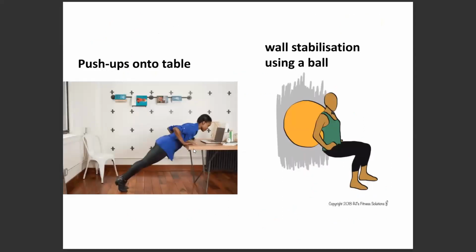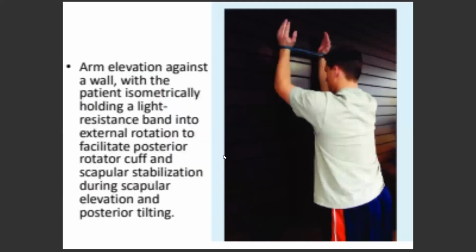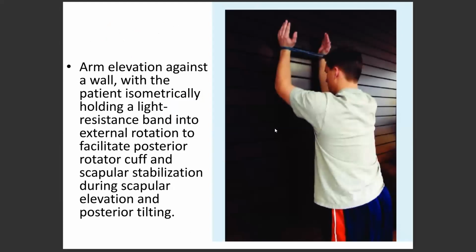Push up onto the table. And this is that exercise with wall stabilization using a ball. Arm elevation against a wall with the patient isometrically holding a light resistance band into external rotation to facilitate posterior rotator cuff and scapular stabilization during the scapular elevation and posterior tilting.